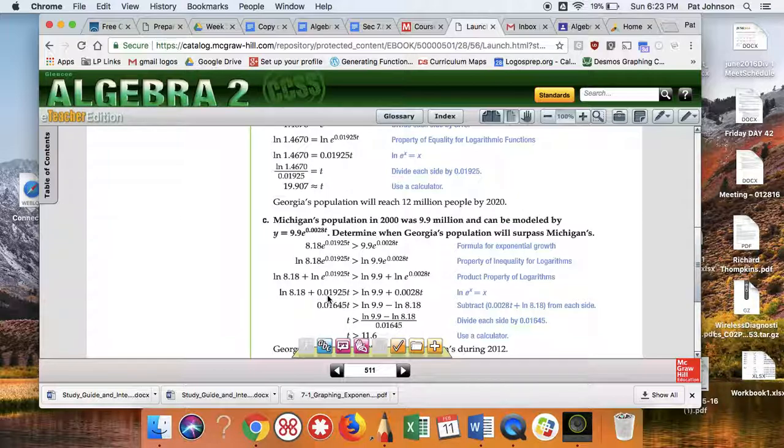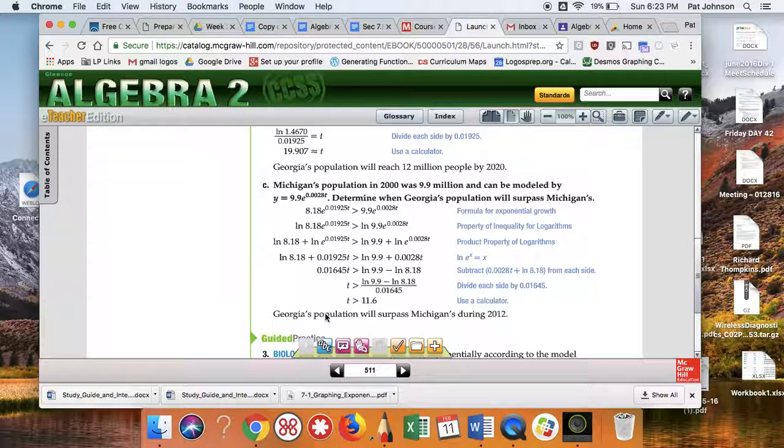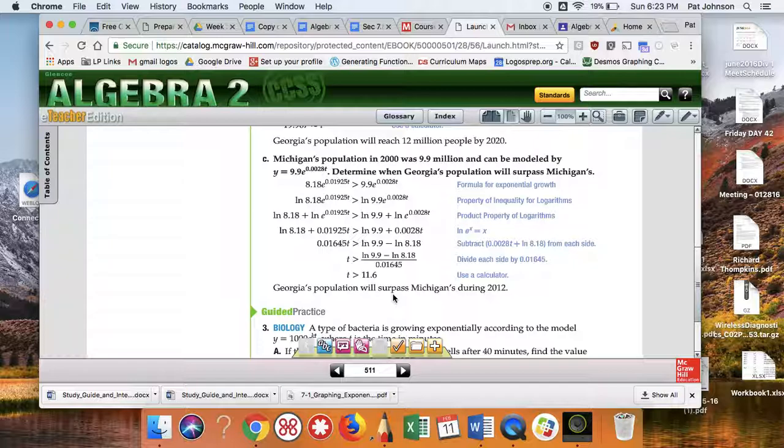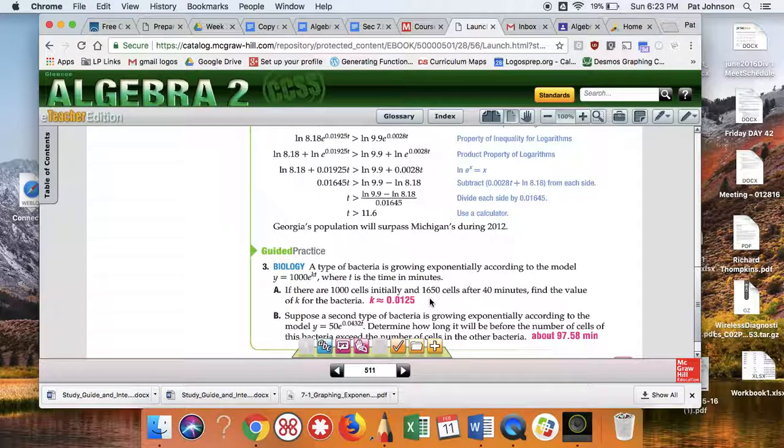Now we can use algebra to move this t from the right side to the left, and move this natural log of 8.18 to the right, and this is where we have this step right here. Then we divide both sides by this coefficient. So then we get t is greater than 11.6. So Georgia's population will surpass Michigan during 2012, over 11 years.